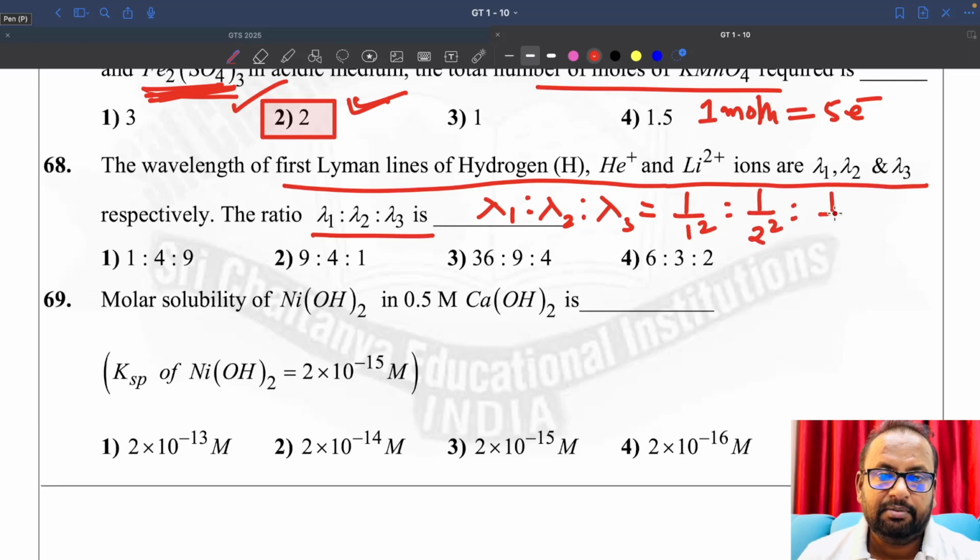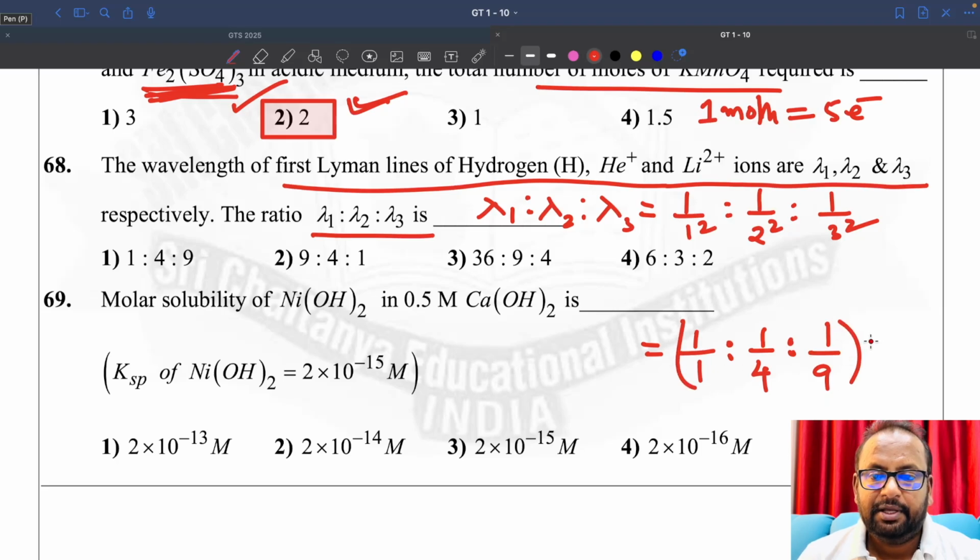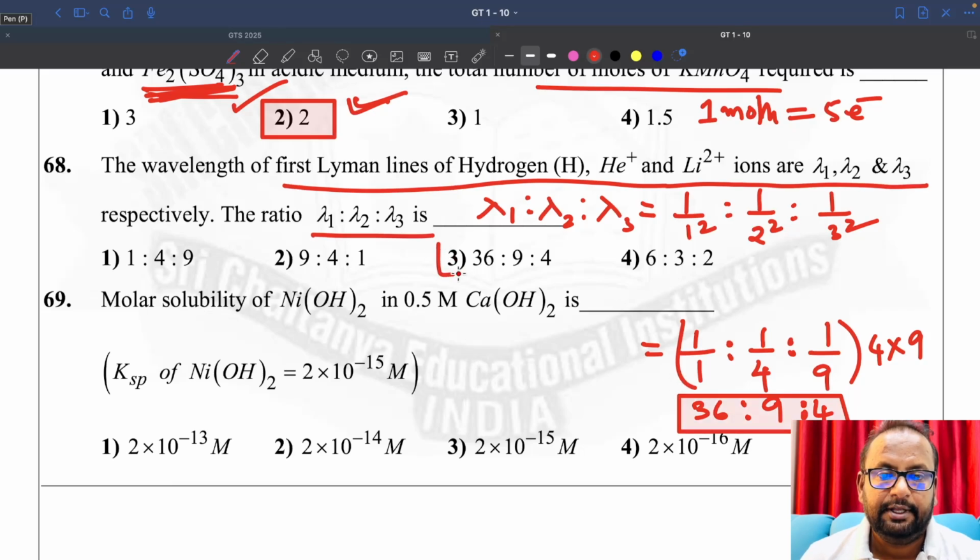So this is 1 by 3 squared. On solving this, this is 1 by 1 is to 1 by 4 is to 1 by 9. So what do I do? I multiply these by 36. In the first case you get 36, in the second case you get 9, in the third case you get 4. So 36, 9, 4 is the ratio, which is there in the first option.